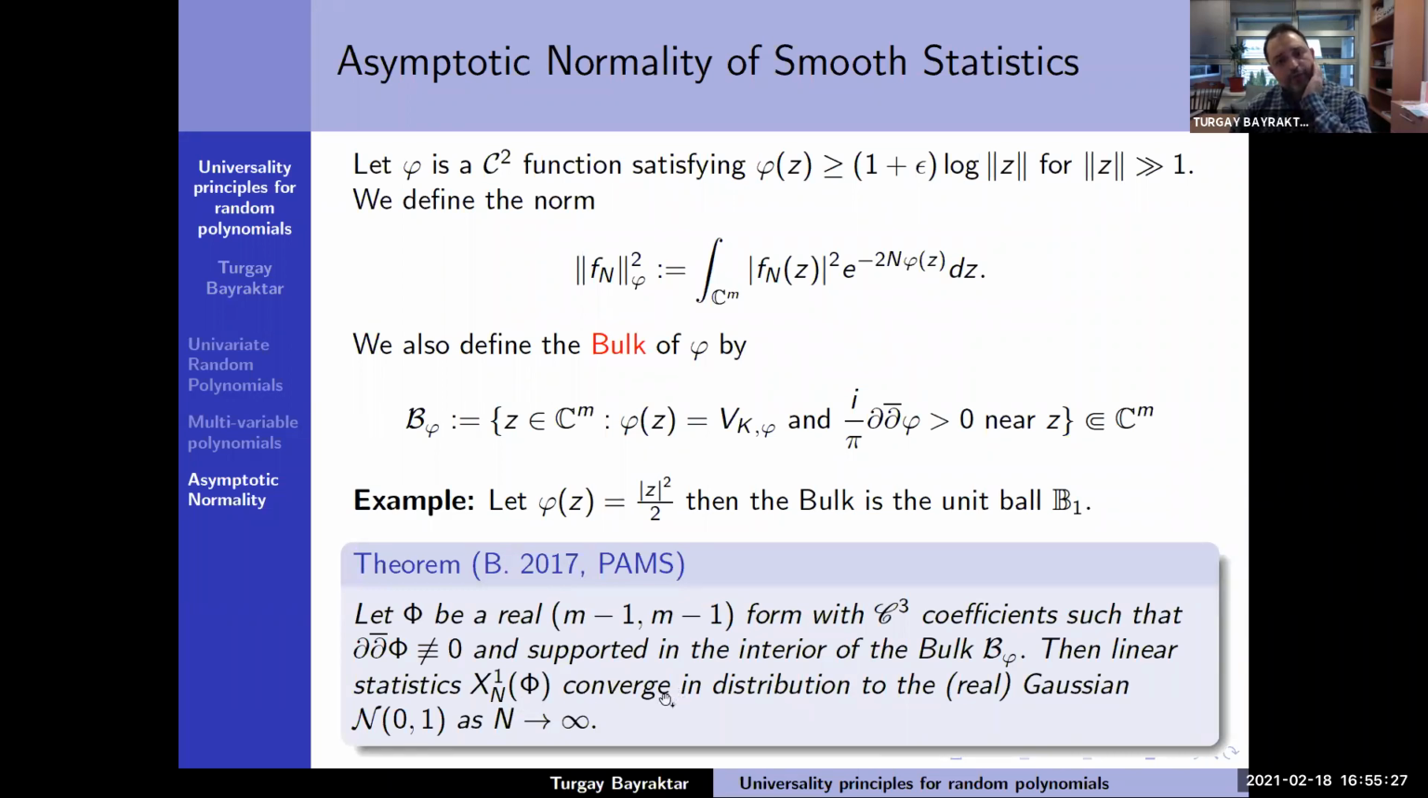I said this is a geometric universality. The reason is that the limiting object is independent of the choice of the weight function phi. The weight function phi somehow defines geometry, the metric on your space, and the limiting distribution does not depend on that. Maybe a few words about the proof, because we don't have much time.